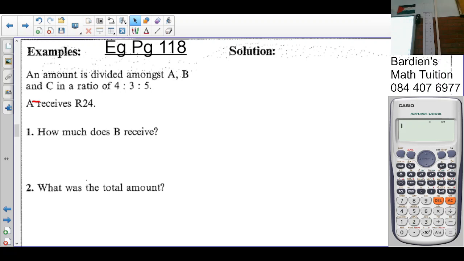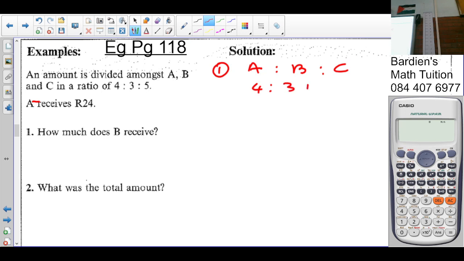Okay. So in the example of page 118, we are told that an amount is divided amongst A, B, and C in the ratio 4 is to 3 is to 5. So we got A is to B is to C in the ratio 4 is to 3 is to 5. Okay?